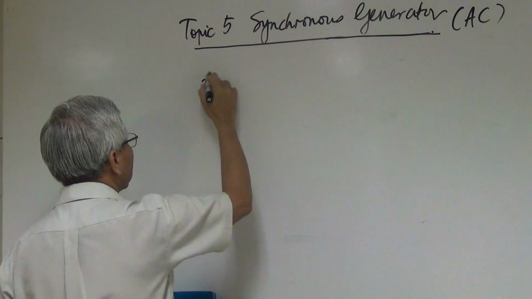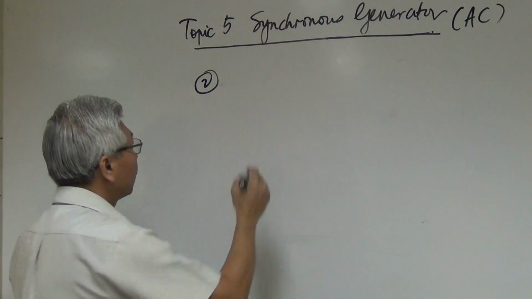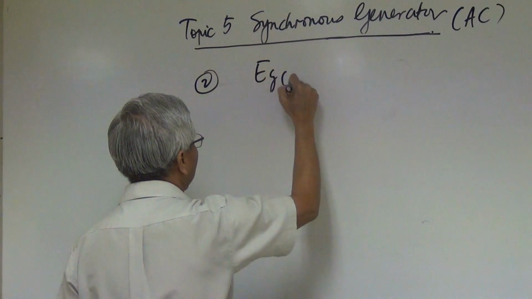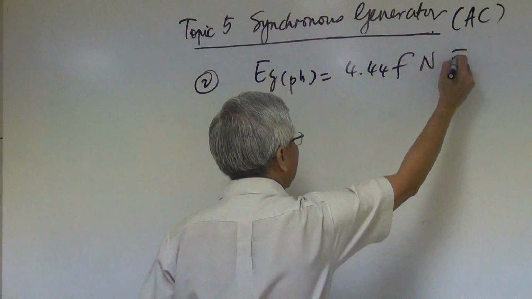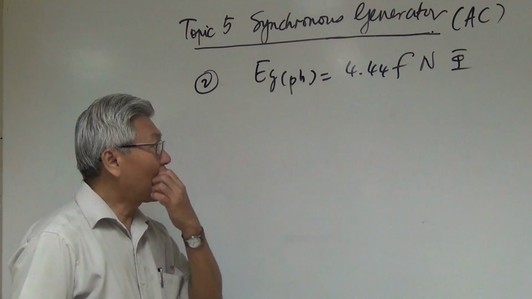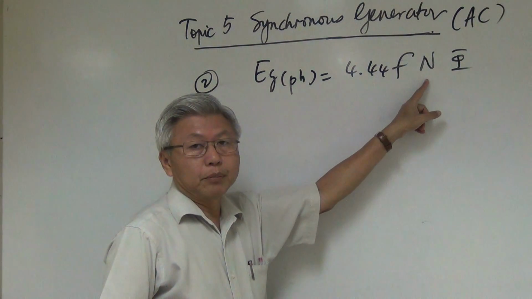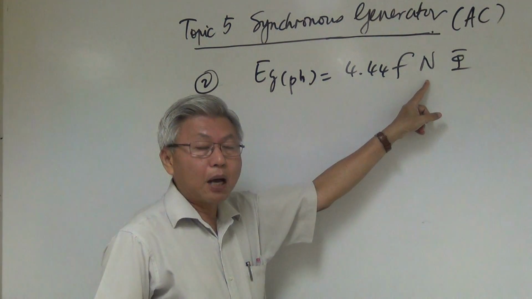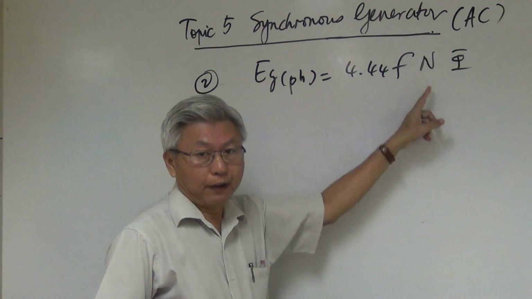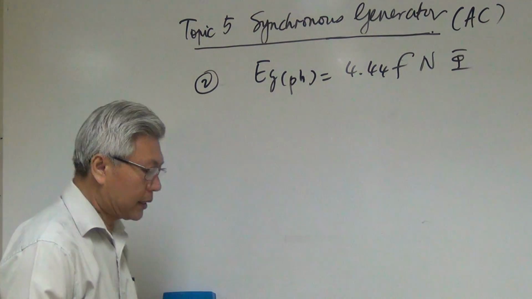Number 2, how do we use the formula of E_G per phase equal to 4.44 f N flux? You do recall what we said about the number of turns here. We have to multiply by the winding factor. That means how many percent of the winding is effective. So let us see these questions.